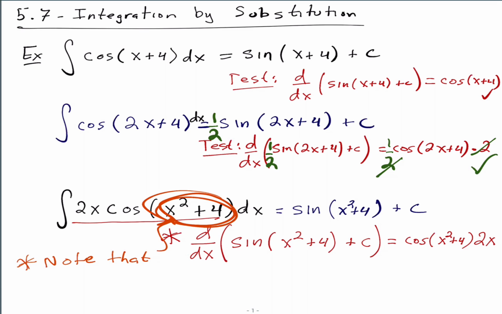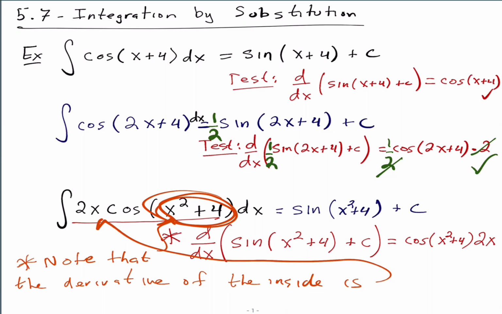So notice that the derivative of the inside is right there, the 2x. Meaning if you look at the inside, x squared plus 4, and you get its derivative, that's in the integral multiplying your function. And that is something that you want to look out for.